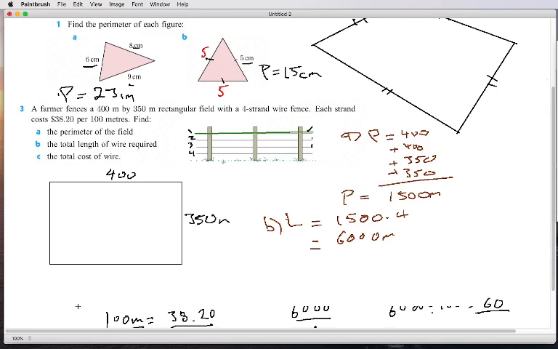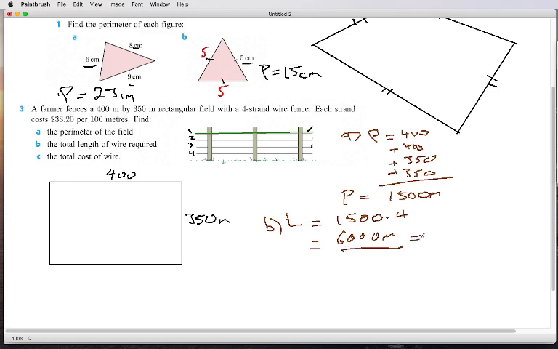All right. Now on the last piece, it asks us how much the total cost is. So if we look at this, it says it's $38.20 for 100 meters, but we have 6,000 meters. So if we want to figure out how much it is per 100 meters, we're going to have to divide the 6,000 and see how many pieces of 100 is in there.